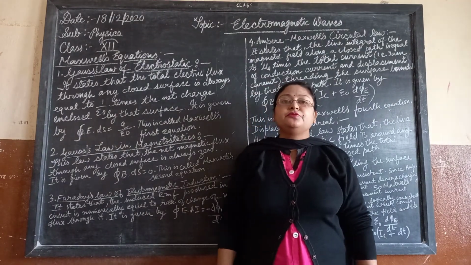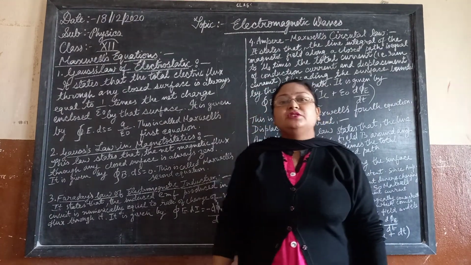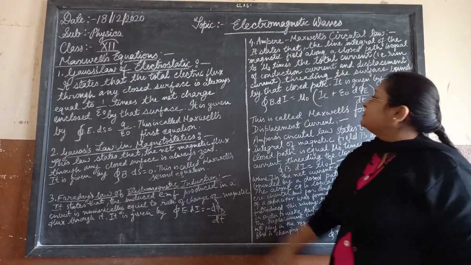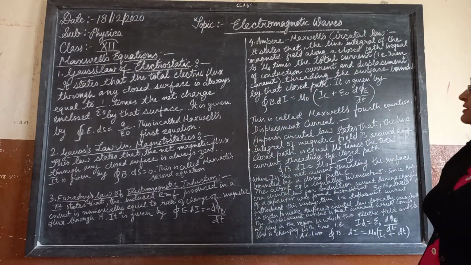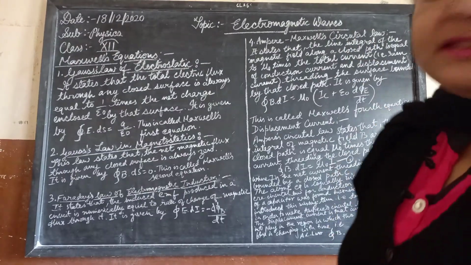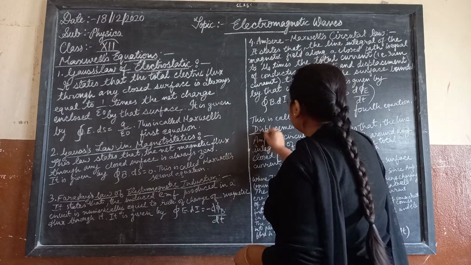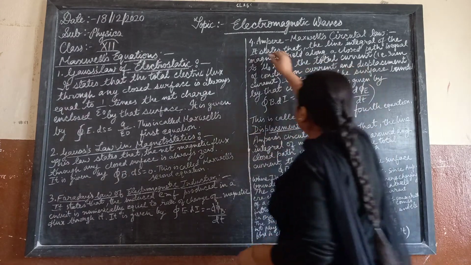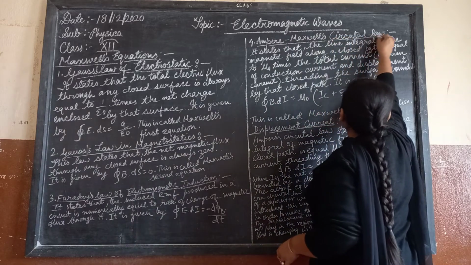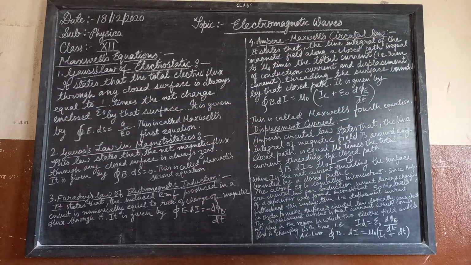Once again I am with your physics class and today we will start the chapter electromagnetic waves. In this chapter we will discuss first about the displacement current. What do you mean by the displacement current here? So the topic is displacement current. So far we have done about AC, DC and now we will learn about the displacement current.